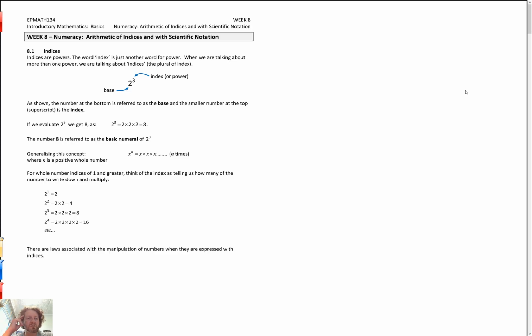Hi everyone, it's time to go through the week 8 notes. We've got indices and we've got scientific notation. So starting with this arithmetic of indices.